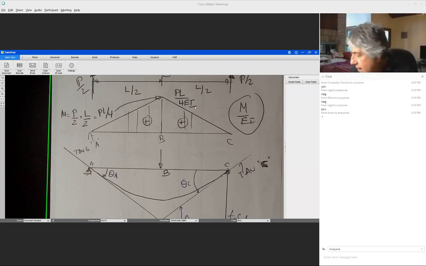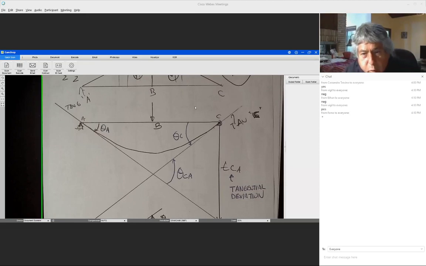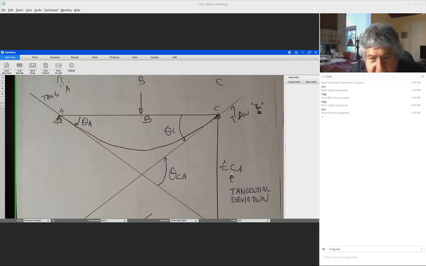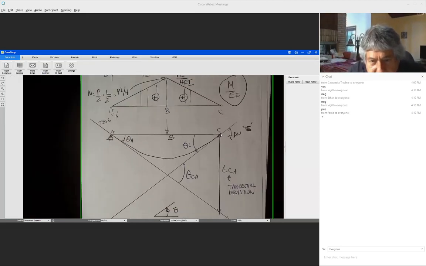And to compute TCA, point C on the elastic curve, to the tangent to the elastic curve at point A. Look, this is point A, this is a tangent, and the distance from point C to the tangent is called TCA. This is measured perpendicular to the original location of the elastic curve.